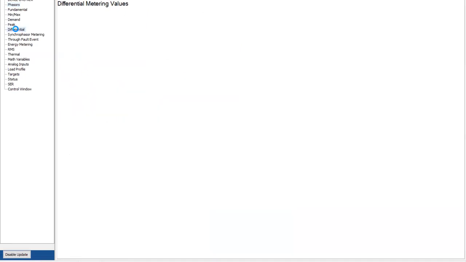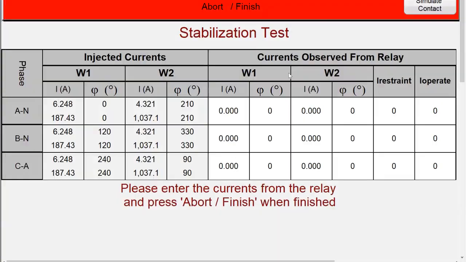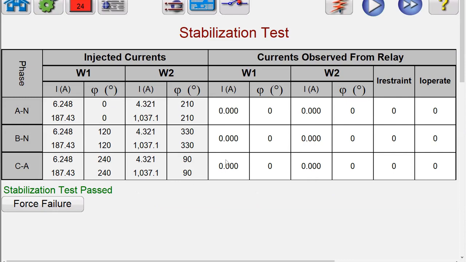One other thing we need to check, I wanted to show you, is the differential metering. Remember, when I was explaining the slope characteristic, I said that in the ideal condition, when there is no difference of currents, the operate will not see any value here, right? So I see a 0 here for my operate. So we make sure that all this is taken care of by doing the stabilization test, which means my connections are good to go. You can also update these values in here with the phase angles and also the magnitude just for your records.